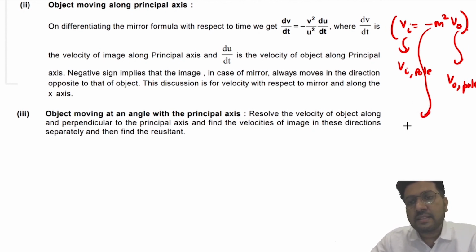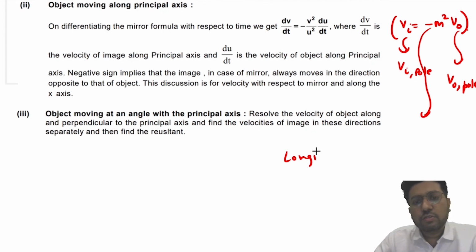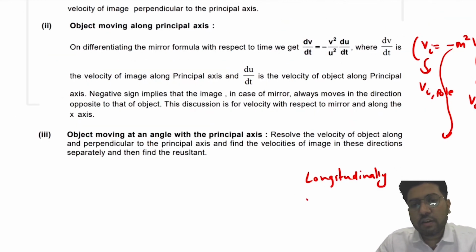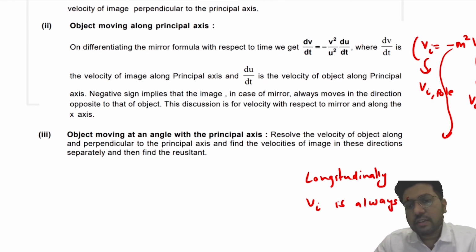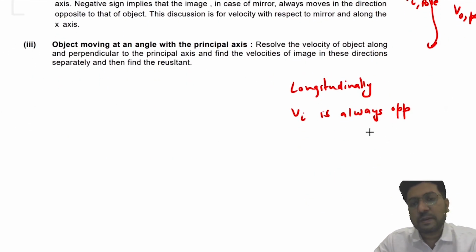So I'll write here what this negative sign means. Negative sign means that longitudinally, because along the axis if the object is moving, that is longitudinal motion, right? So longitudinally, velocity of image is always opposite to velocity of object with respect to mirror, or with respect to pole. Always opposite to velocity of object with respect to pole.